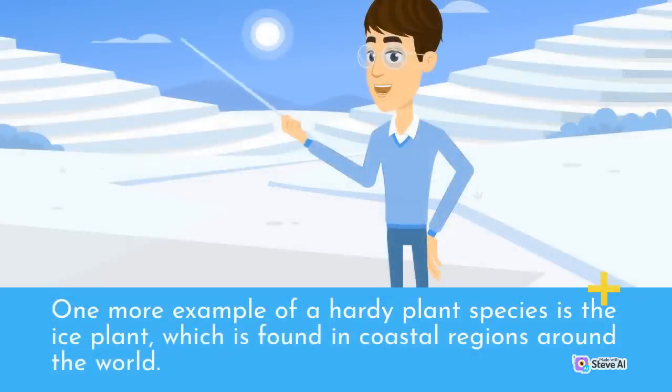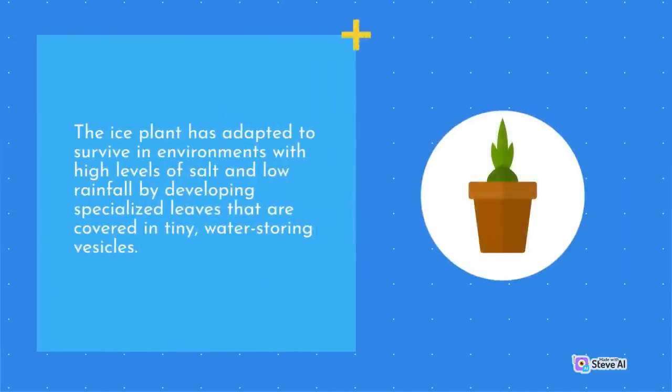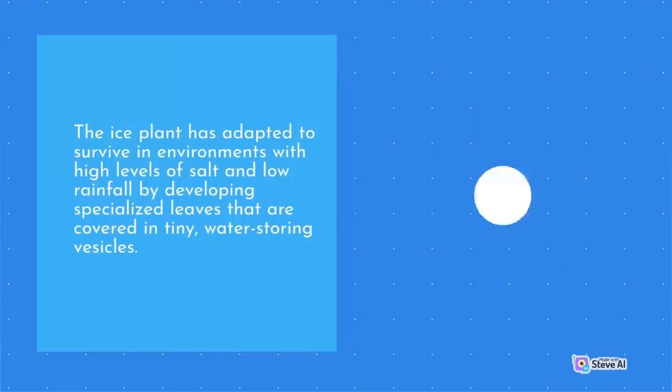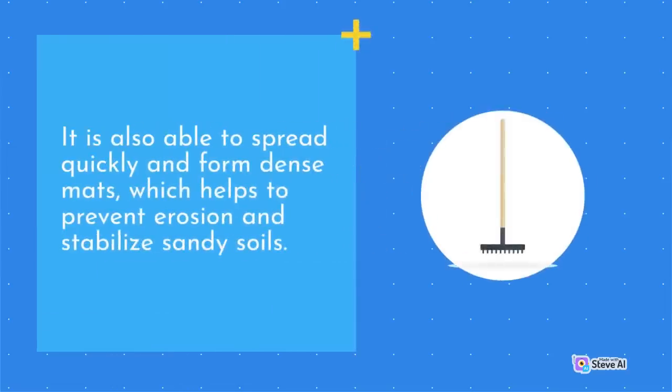One more example of a hardy plant species is the ice plant, which is found in coastal regions around the world. The ice plant has adapted to survive in environments with high levels of salt and low rainfall by developing specialized leaves that are covered in tiny, water-storing vesicles. It is also able to spread quickly and form dense mats, which helps to prevent erosion and stabilize sandy soils.